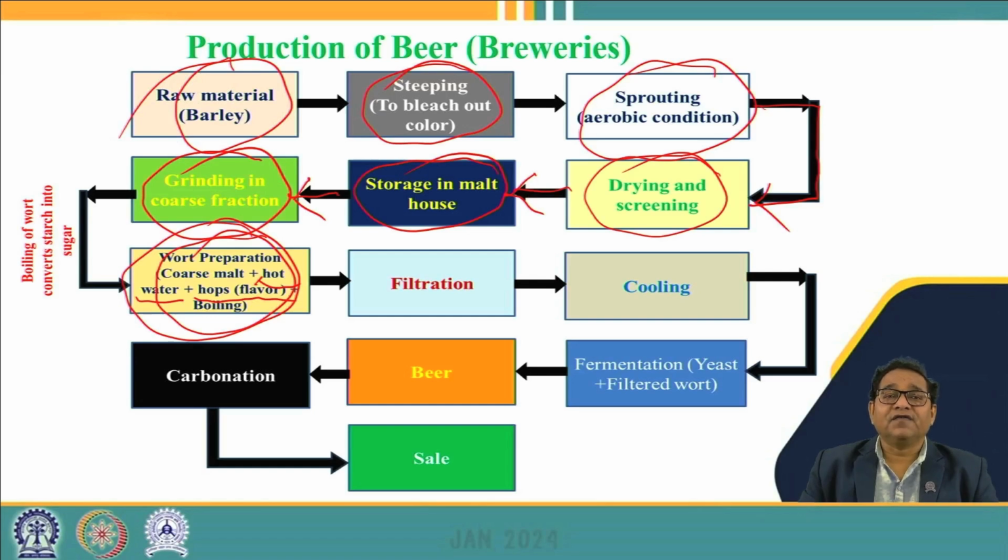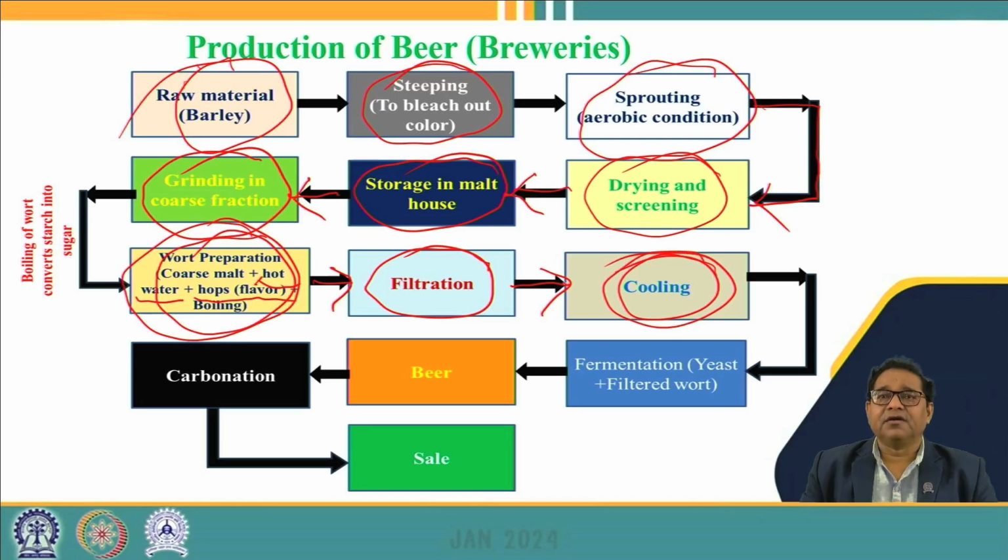When boiling is done, the wort, which contains a lot of starch, gets converted into sugar. After boiling, the entire liquor is taken to filtration, where suspended impurities like spent grains and coarser materials are taken out from the rest of the liquor, which is at an elevated temperature. After filtration, the liquor has to be cooled in cooling tanks, and then the cooled liquor is taken for fermentation.